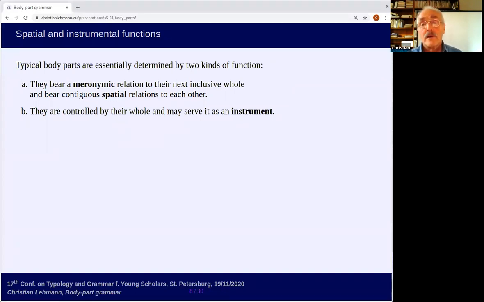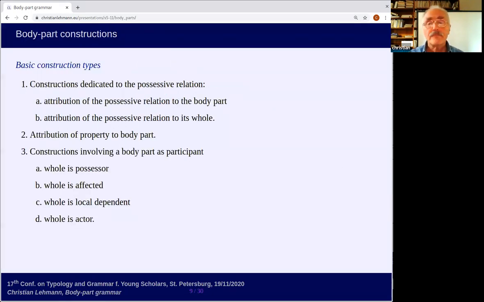Last part of the semantic prerequisites: the spatial and instrumental functions of body parts. Because typical body parts are essentially determined by these two functions. They bear a meronymic relation to their next inclusive whole and bear contiguous spatial relations to each other. And second, they are controlled by their whole and may serve it as an instrument. Both of these functions are prominent in body part constructions.